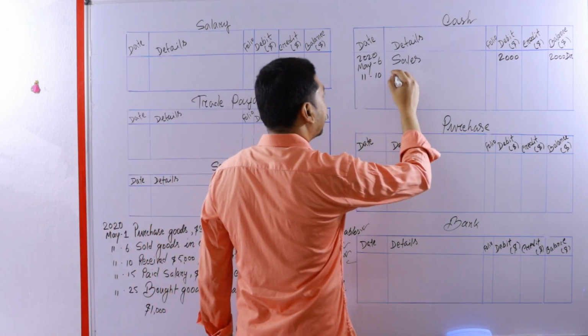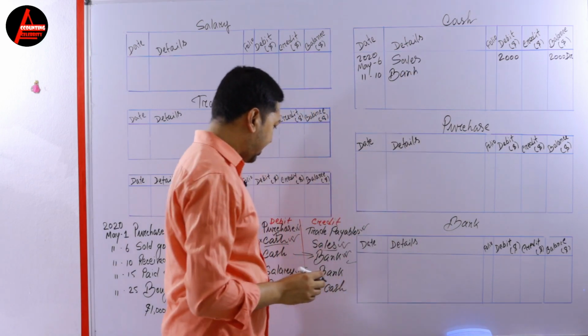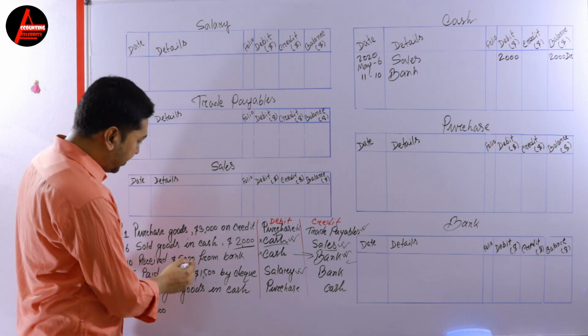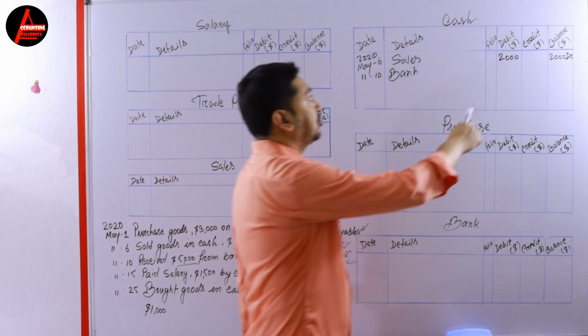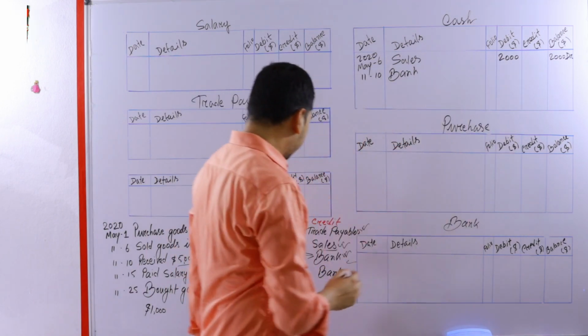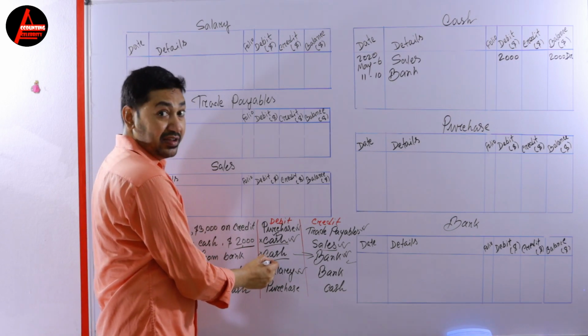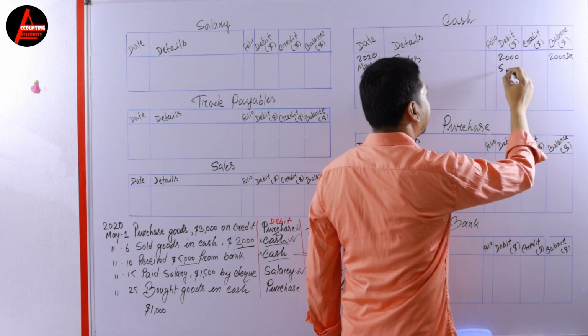So write here bank. Now what is your value? Your amount is here $5,000. So which column should you write here, debit or credit? You should write here in the debit column because cash is here debit. So write here $5,000.